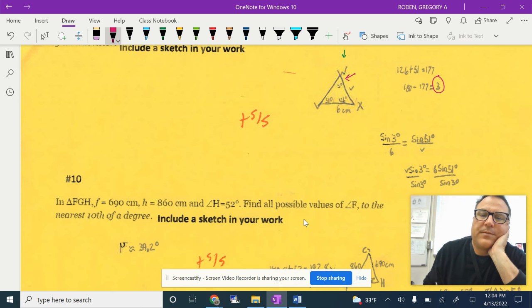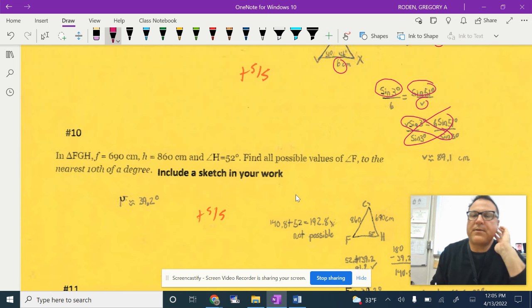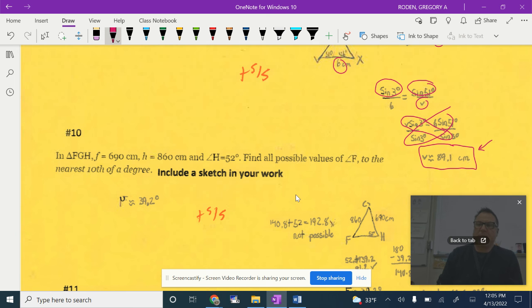We could say sine of 3 degrees over 6 equals sine of 50 degrees over V, because what we're trying to find here is V. So we cross multiply, and doing the math here, if you have questions on the cross multiplication, you get V equals approximately 89.1 centimeters.